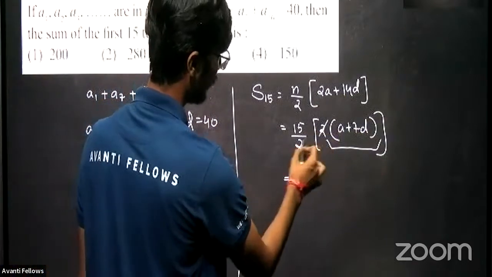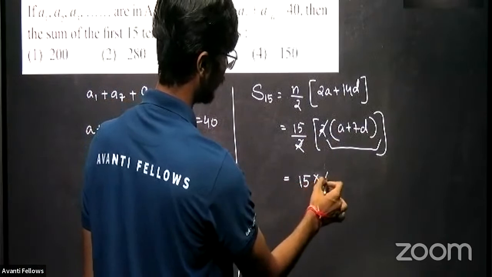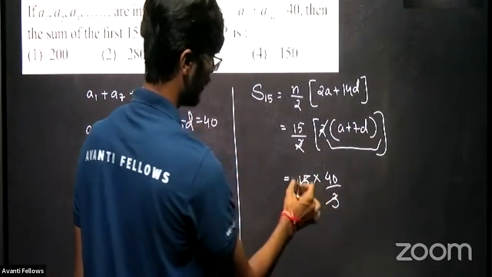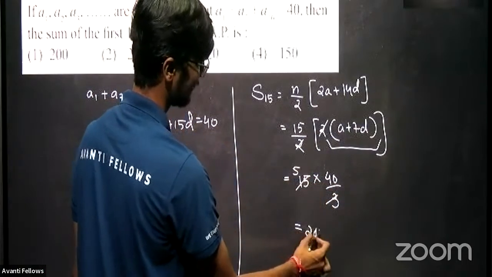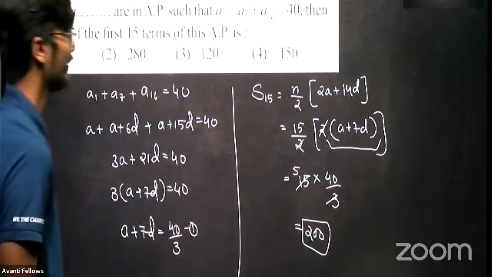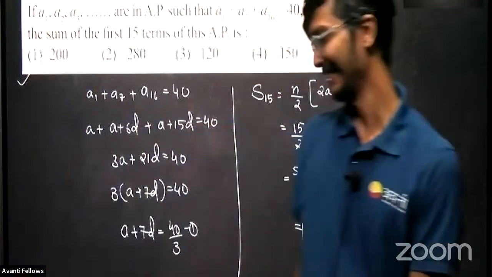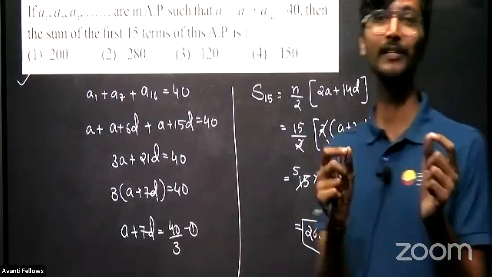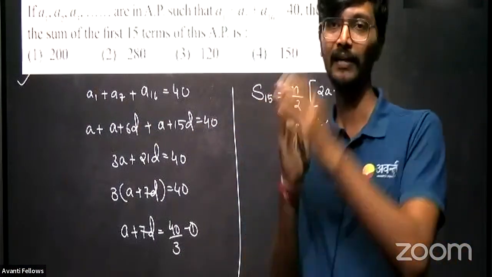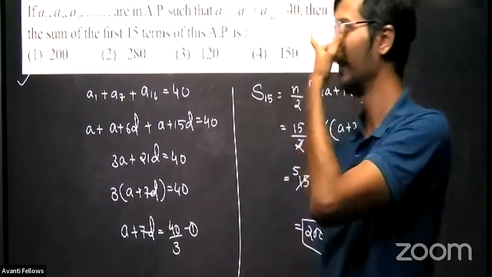So that means 2 and 2 will get cancelled. 15 into 40 upon 3. 3 fives are 15, and this means the answer is 200, which is option A. Option A. So these simple questions come in sequence and series. No need to worry about anything.